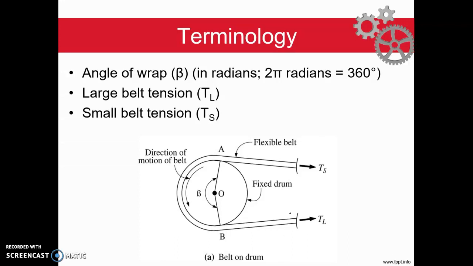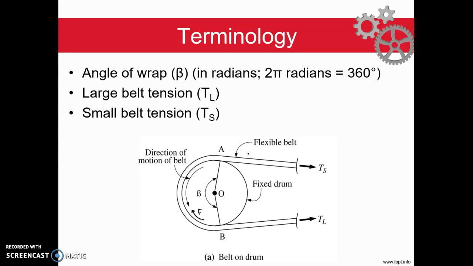So what's going to happen is if the direction of the belt is moving around this fixed drum in a counterclockwise direction, the tension on the belt on the lower half is going to be greater than it is up here, because there is going to be a friction force, a friction between the belt and the drum. And so the friction is going to be going in the opposite direction.